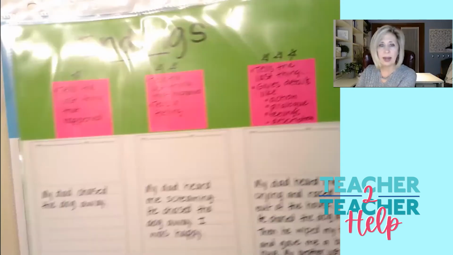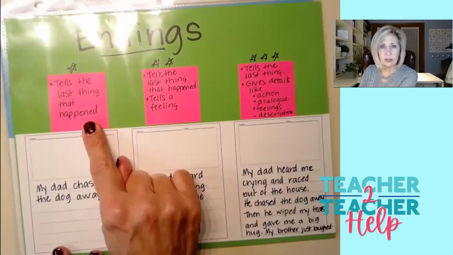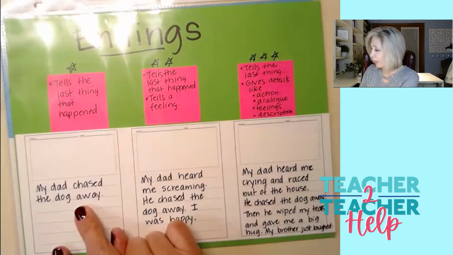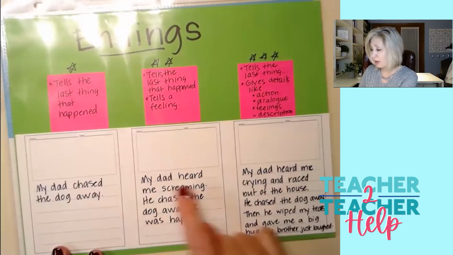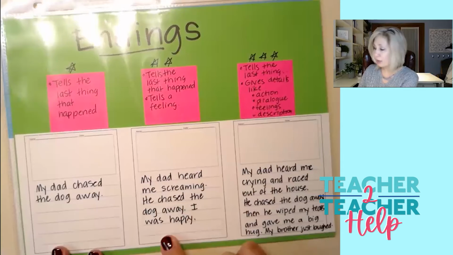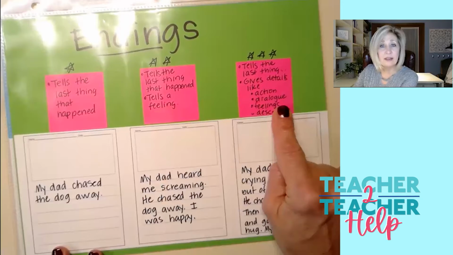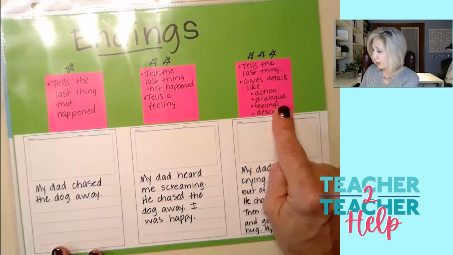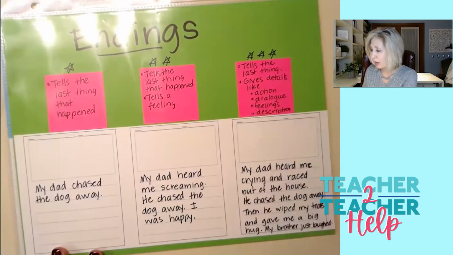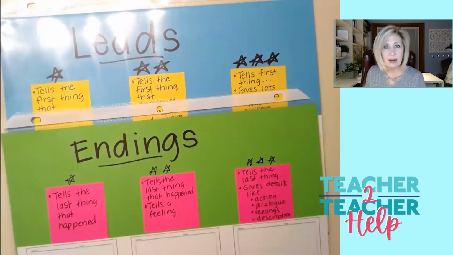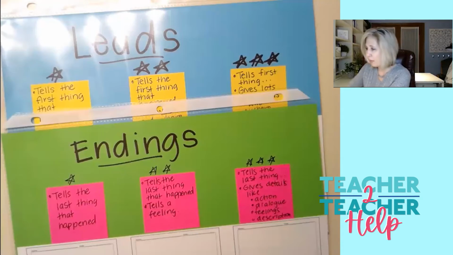Tell the last thing that happened. My dad chased the dog away. My dad heard me screaming. He chased the dog away. I was happy. So in this one, I tell the last thing that happened, but I also added a feeling. And then the last one, tell the last thing, but then give different kinds of details. And here are some examples of the details. So both of these, again, will meet students right where they are in their level of writing and give me the opportunity to lift the level or power up their writing bit by bit.